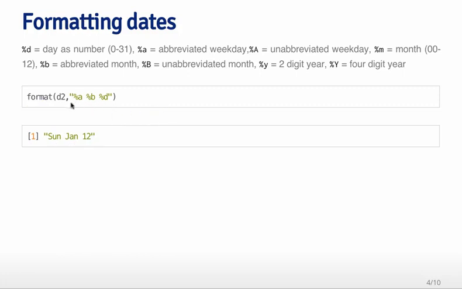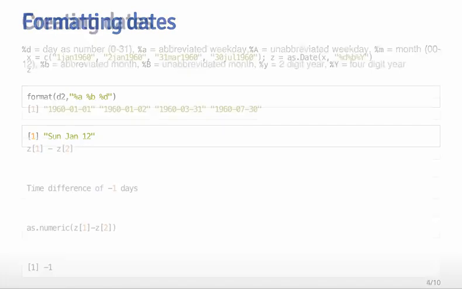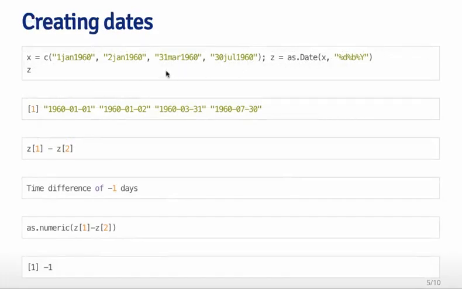You can use different characters within these quotes. And so, for example, you can get the day as a number. You can get lowercase %a is abbreviated weekday, capital %A is unabbreviated weekday, lowercase %m is month, 0 to 12, and so forth. So you can use all of this to get the dates into any format that is nice and visually appealing to you.